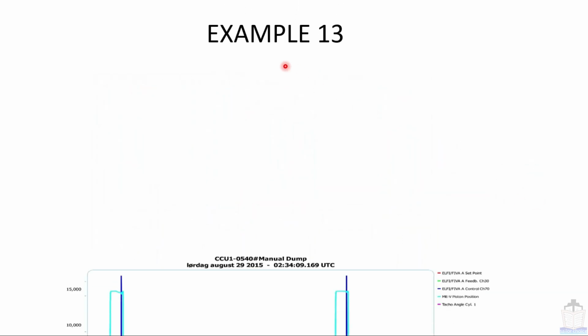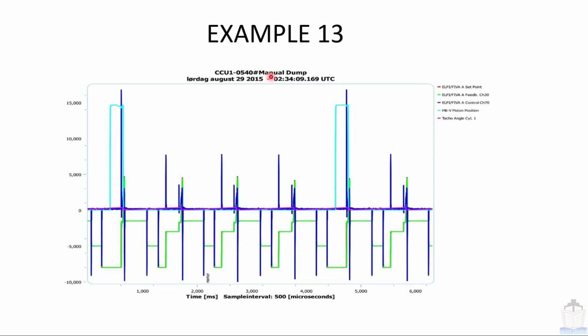Next example, this is manual dump, so no alarm, everything is looking fine. This is also a graph of MEP piston. You can see how smooth this graph is, but in the earlier graph it was very erratic. The problem was in the MEP piston, it was sluggish. In this graph it is smooth. Everything looks good in this graph.